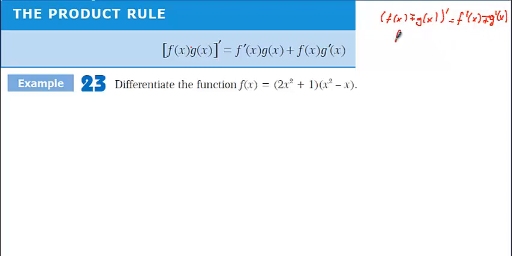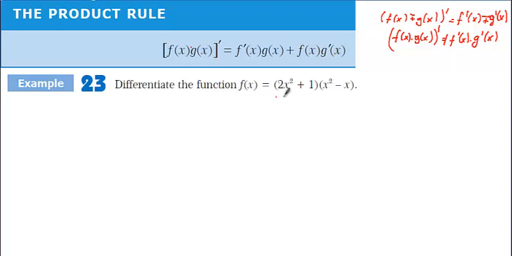But for multiplication, we cannot say the same thing. The derivative of f(x) times g(x) is not equal to f derivative times g derivative. We have one special rule for this, and it's called the product rule. The derivative of the first one times the second one, plus the first one times the derivative of the second one.